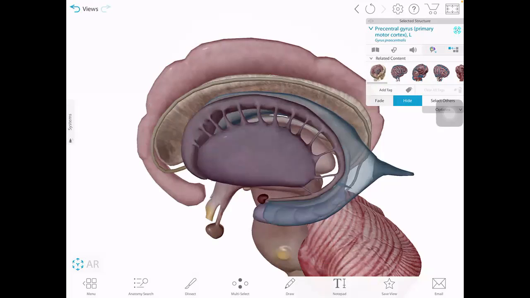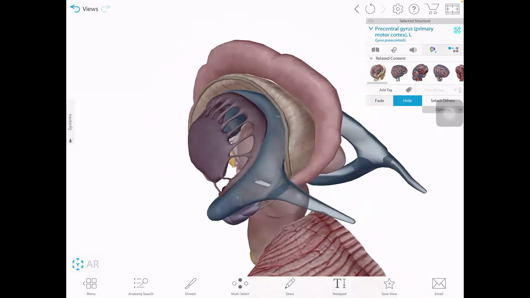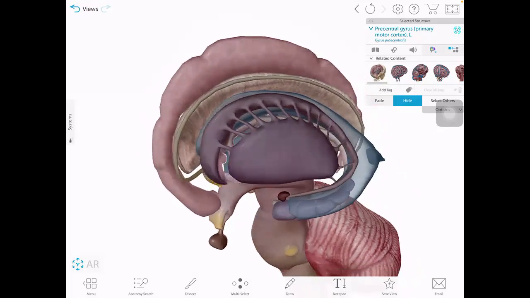Am I audible? Is it basal ganglia? Right. The basal ganglia consists of three things. What are those three things? Caudate, putamen, and globus pallidus. Right.